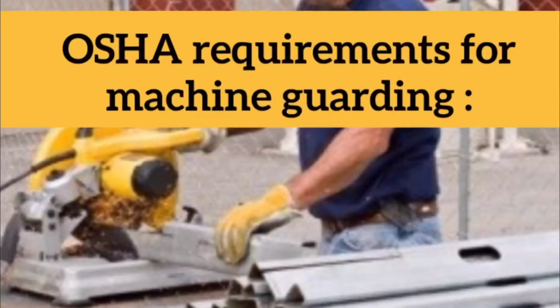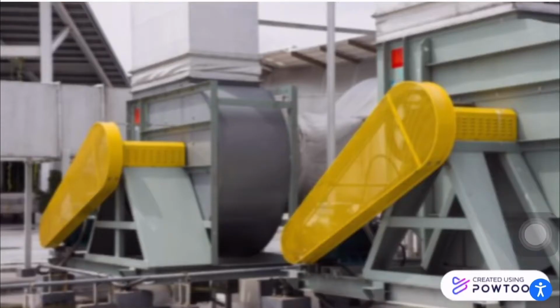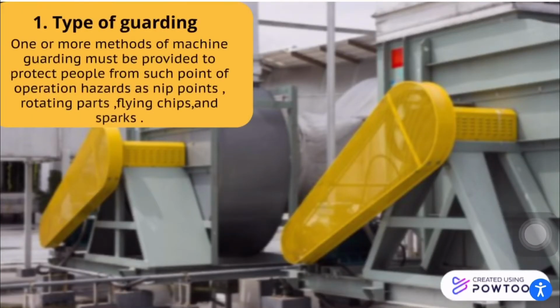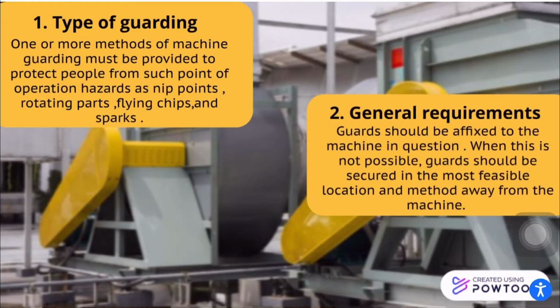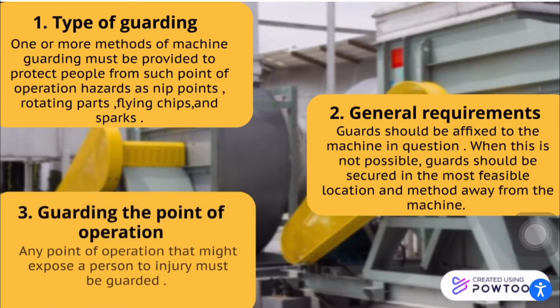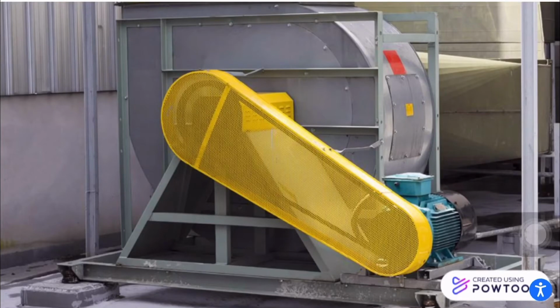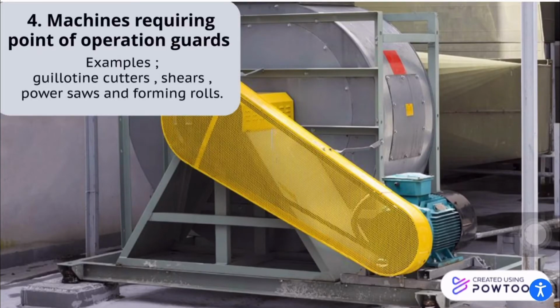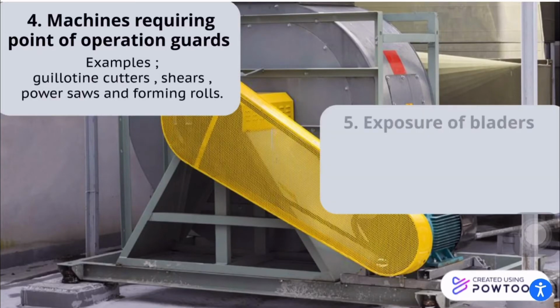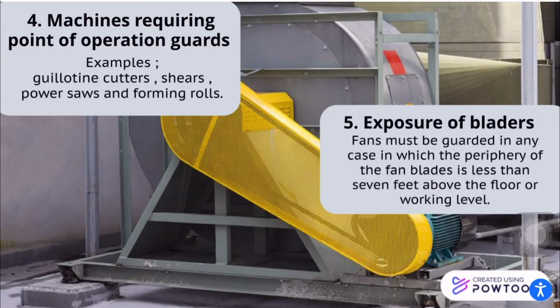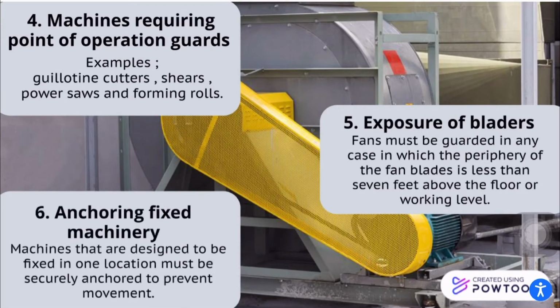Next, OSHA requirements for machine guarding. First, type of guarding. One or more methods of machine guarding must be provided. Second, general requirement. Guards should be affixed to the machine. Third, guarding the point of operation. Any point of operation that might expose a person to injury must be guarded. Fourth, machines requiring point of operation guards, for example, guillotine cutters. Fifth, exposure of blades. Fans must be guarded in any case. Sixth, anchoring fixed machinery.